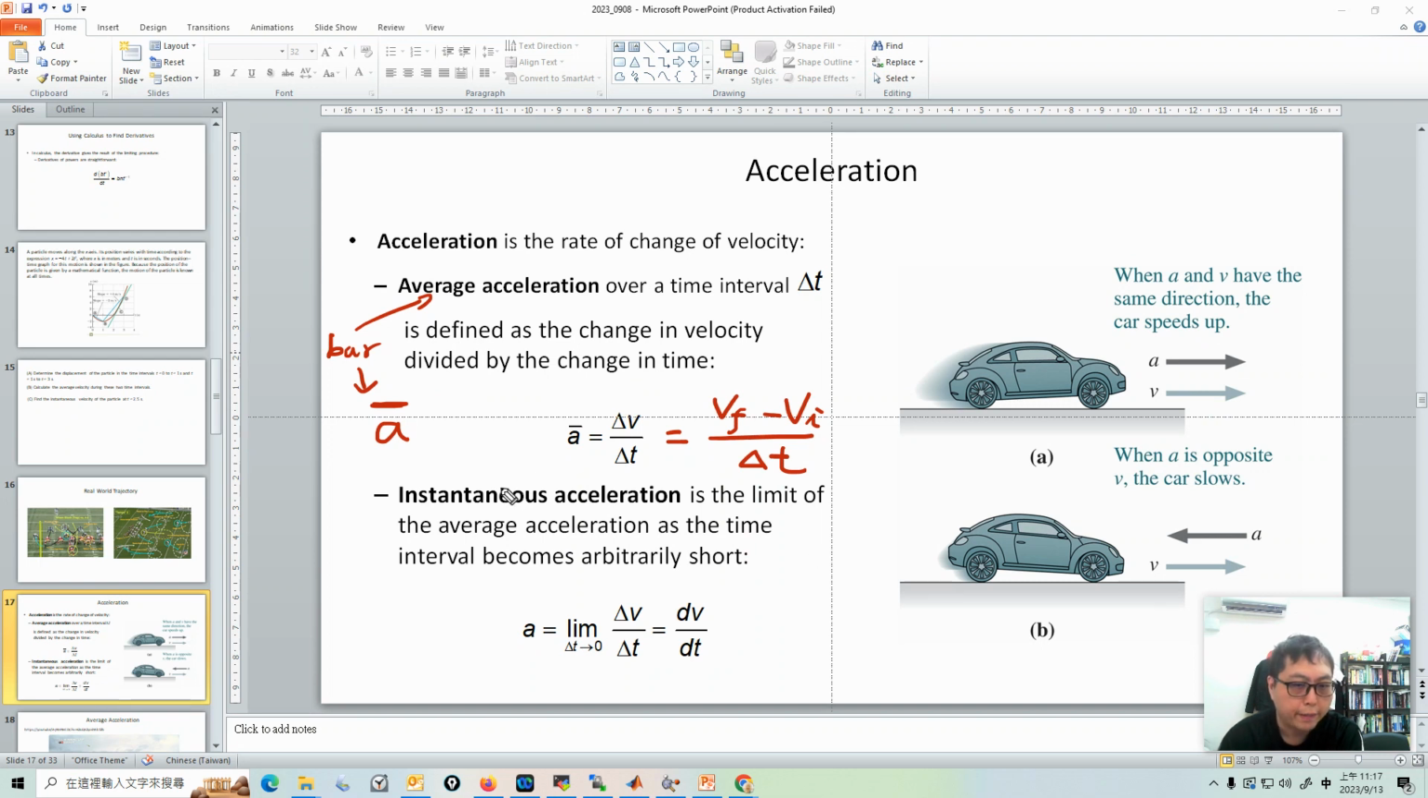And like instantaneous velocity, if we let delta t approach zero, we will have the instantaneous acceleration. Once again, this is related to calculus. This is exactly the definition of a derivative. For the instantaneous acceleration we don't have the bar, we just write a, just like instantaneous velocity, where we just use v without the bar.